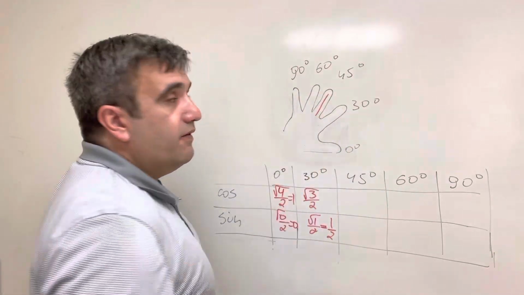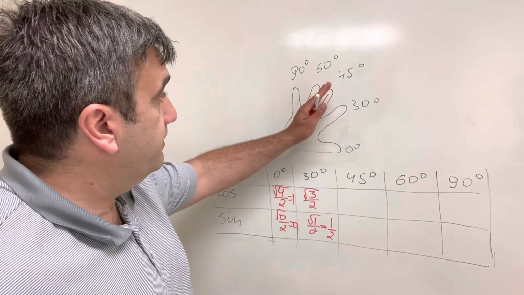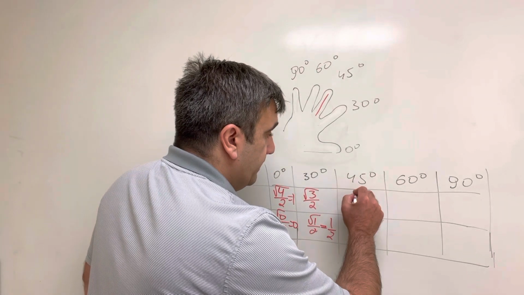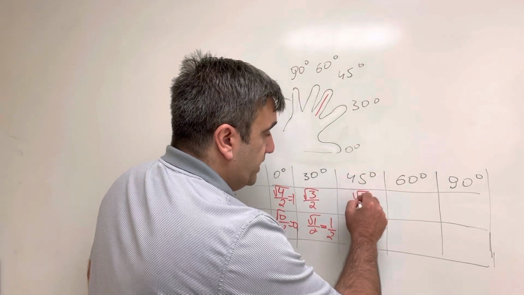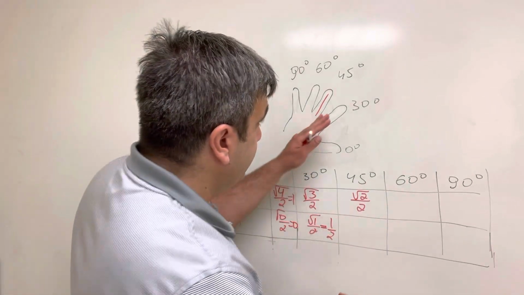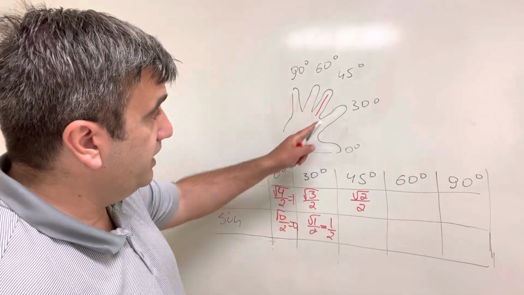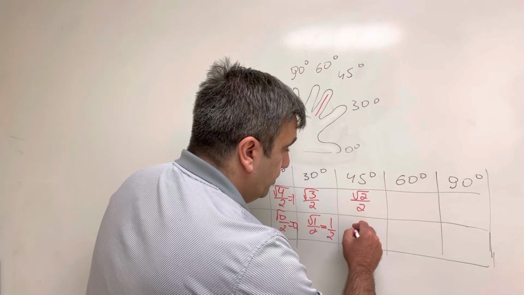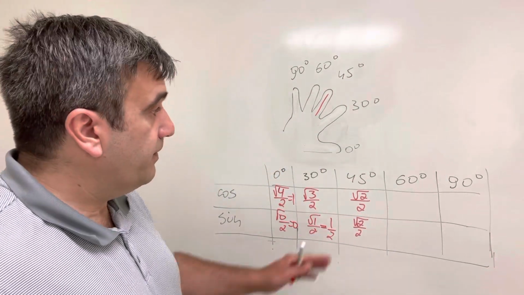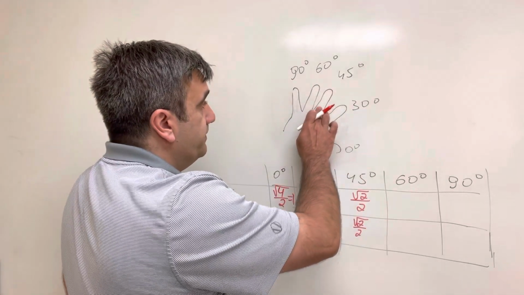So 45 degrees, same analogy. Here we have 2 fingers above, and we take the square root of 2 divided by 2, and for sine it will also be 2 fingers, so it will be square root of 2 divided by 2.